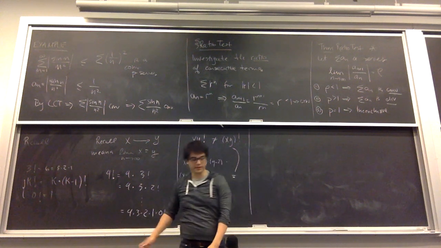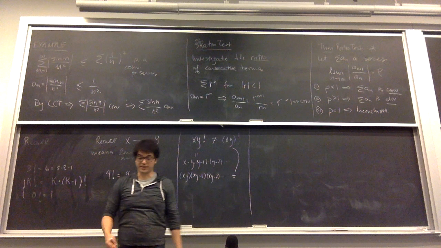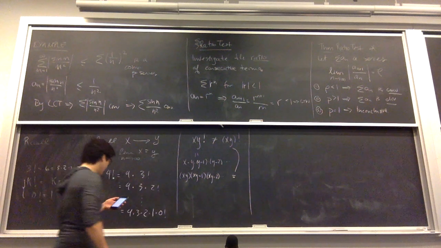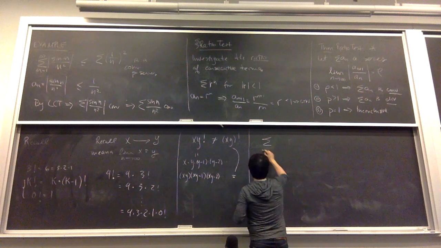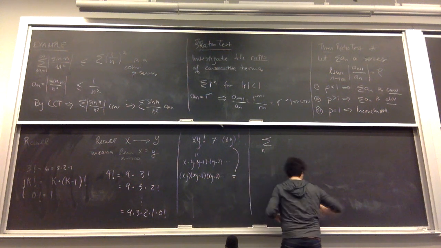Now, why am I showing you this? Well, because often it is the case that in series, especially in combinatorics and statistics, you're going to produce factorials. This is an example.